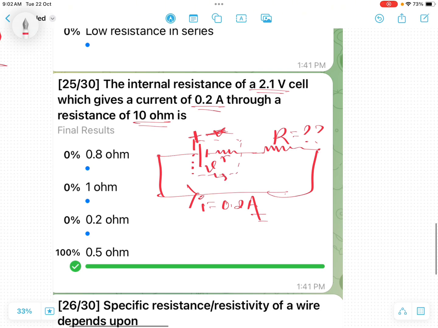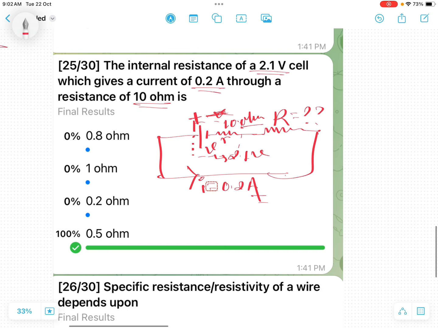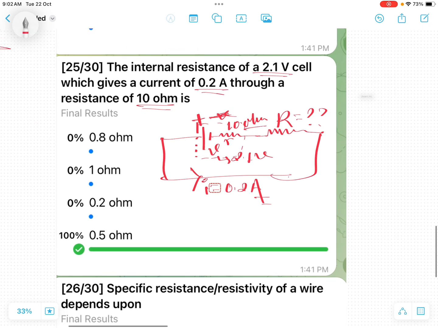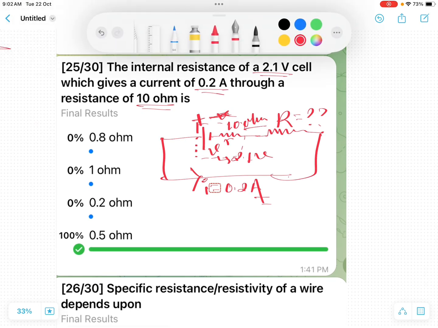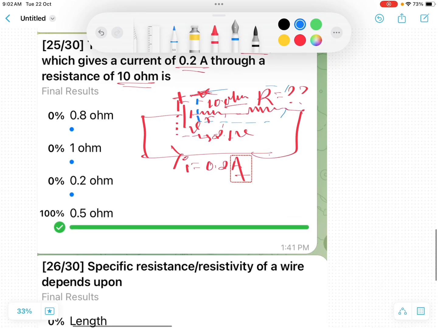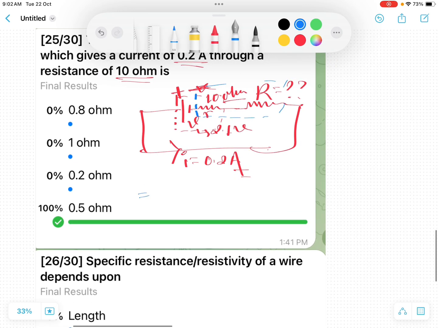The voltmeter V reads 2.1 volt, and the small r is given as 10 ohm. There is nothing else in the circuit. This is just a series connection where the two resistors are in series, so we just add them. We just apply Ohm's law.